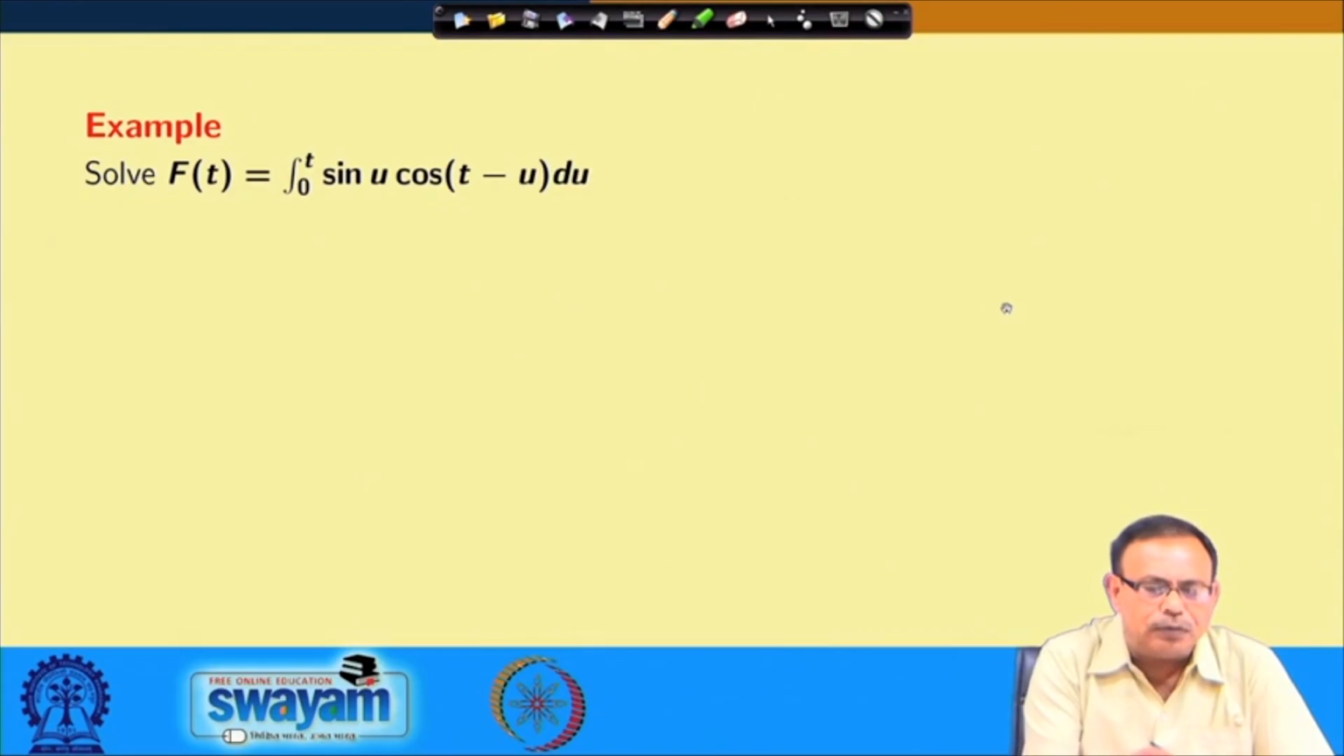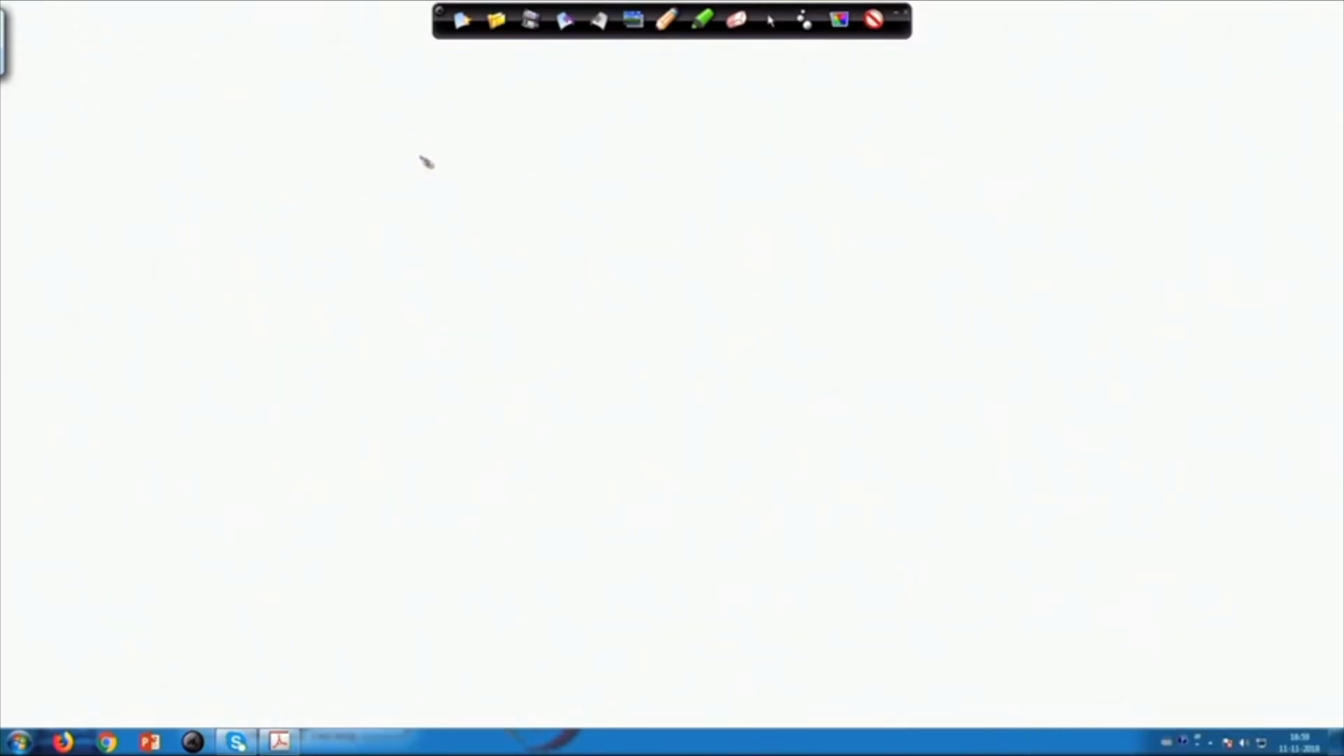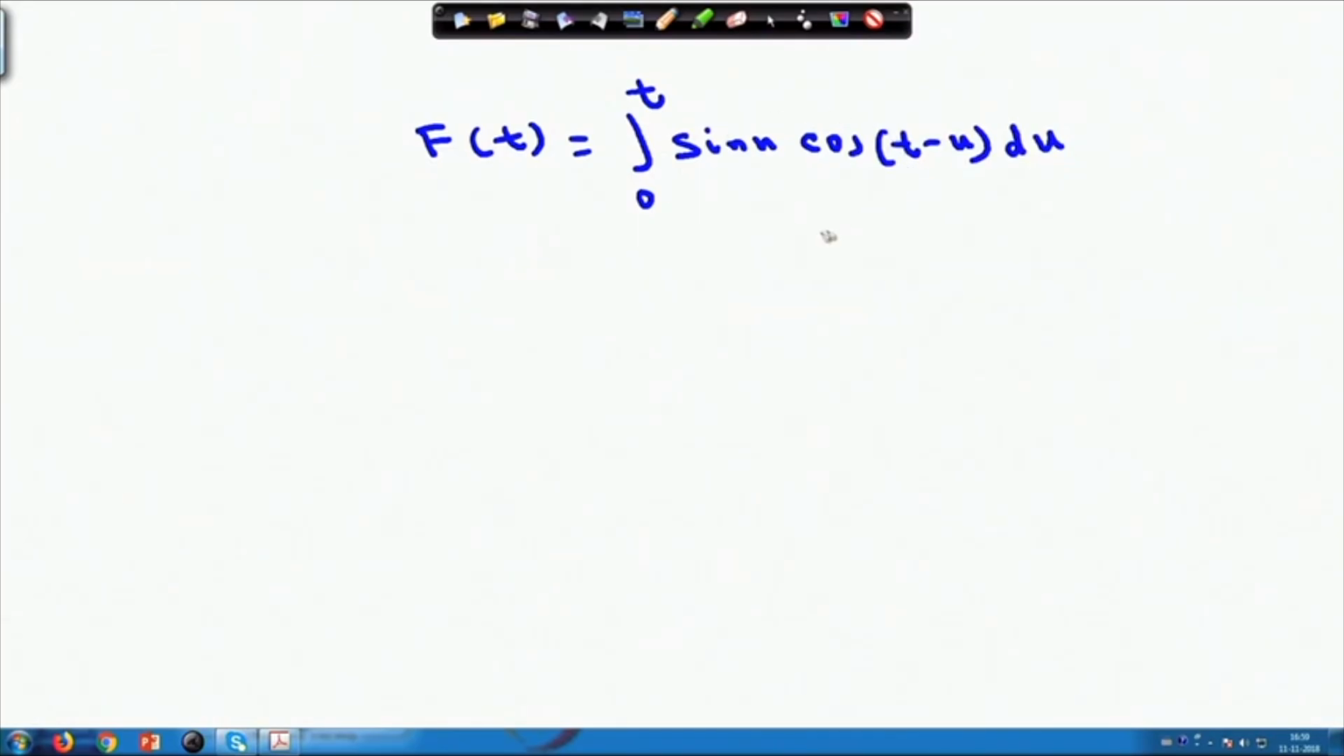First, take this form. I want to solve an equation like this: f(t) equals integral from 0 to t of sin u cos of (t minus u) du. I have to find out the value of the function f(t). So, f(t), which I have to find out, is the integral from 0 to t of sin u into cos of (t minus u) du, and this is nothing but the definition of convolution.